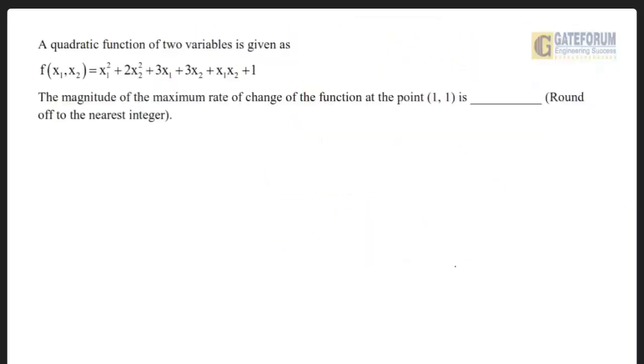The question is, a quadratic function of two variables is given as f of x1, x2 is equal to x1 square plus 2x2 square plus 3x1 plus 3x2 plus x1x2 plus 1. The magnitude of the maximum rate of change of the function at the point (1, 1) is, round up to nearest integer. This is from engineering mathematics, from the topic vector calculus, subtopic vector differentiation, a gradient related problem. So magnitude means mod, maximum rate of change of the function means del f, the point is given. Answer round up to nearest integer.